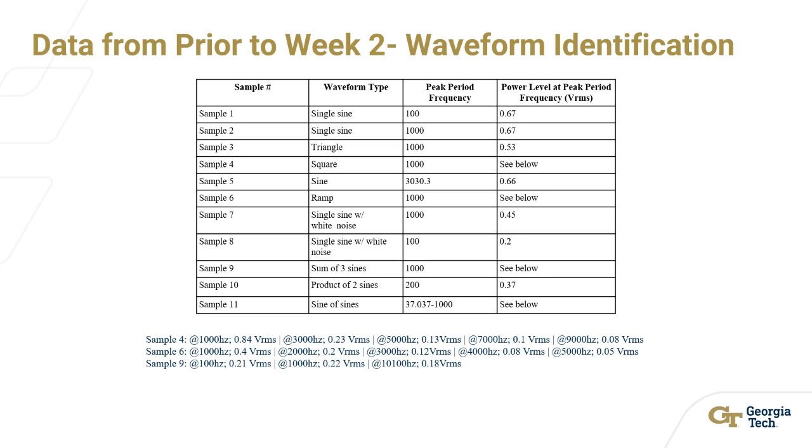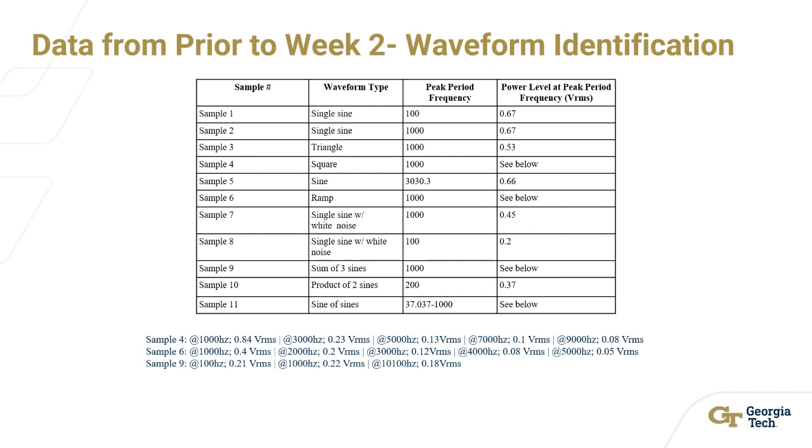So first we have our data from prior to week 2, which is waveform identification. For this you can see how sample 1 was single sine, sample 2 was single sine, sample 3 was a triangle wave, sample 4 was a square wave, sample 5 was sine, sample 6 was a ramp, samples 7 and 8 were both single sine with white noise, sample 9 was a sum of 3 sines, sample 10 was a product of 2 sines, sample 11 was sine of sines.